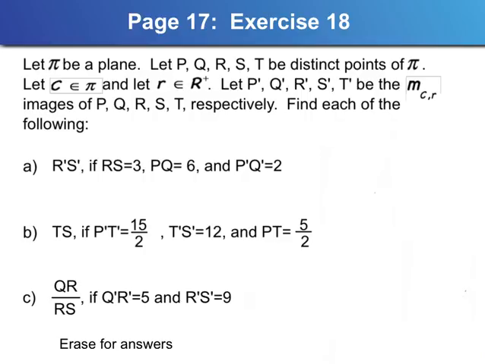For each of the following, I want you to find R prime, S prime, TS, and QR over RS. Notice each of those are lengths. So the length of R prime S prime, I want you to find in A. I want you to find the length of TS in B, and then the ratio of the length of QR divided by the length of RS. Press pause on your video. When you're ready for the answer, press play again.